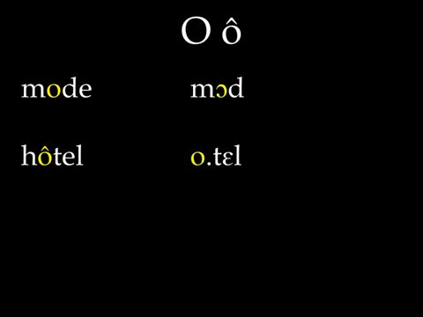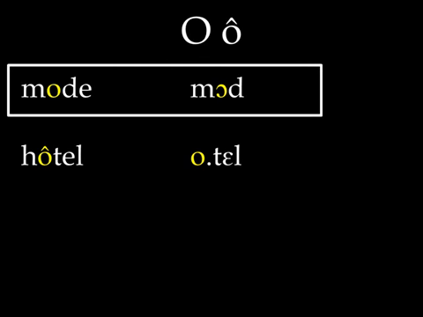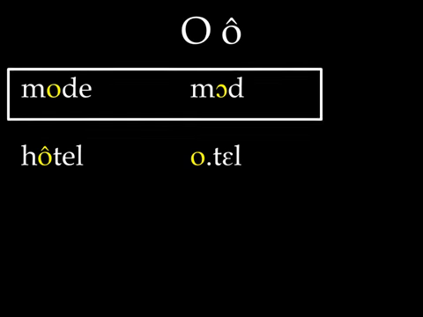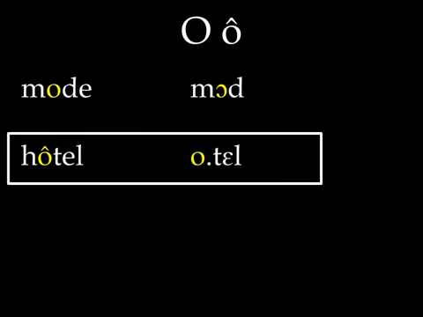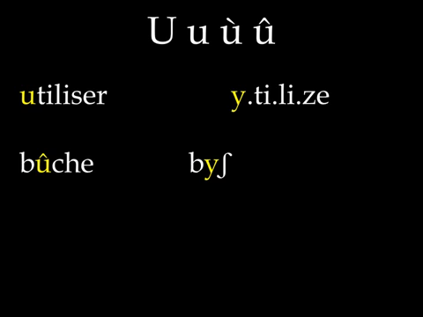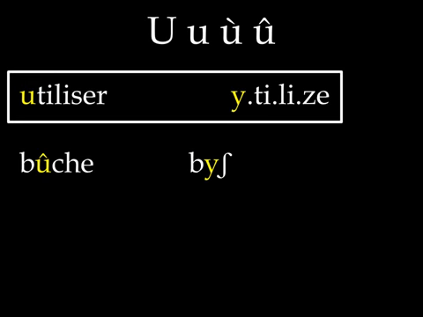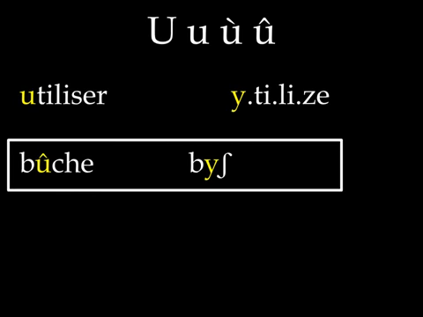O. Most of the time, O's make a simple O sound, like in mode, but sometimes do make an O sound, like in hotel. Now again, it's not really the circumflex that's doing this, it's just the word that you kind of have to learn, but you can see the IPA does say that these two are different, but the difference is subtle. We have mode, hotel. Finally, for the vowels we have U, which as the name suggests is pronounced U, like in utiliser or bûche.